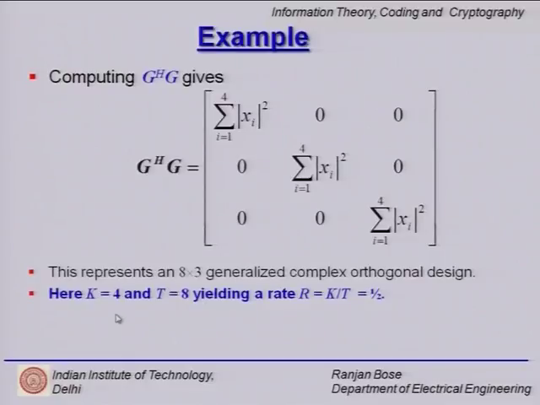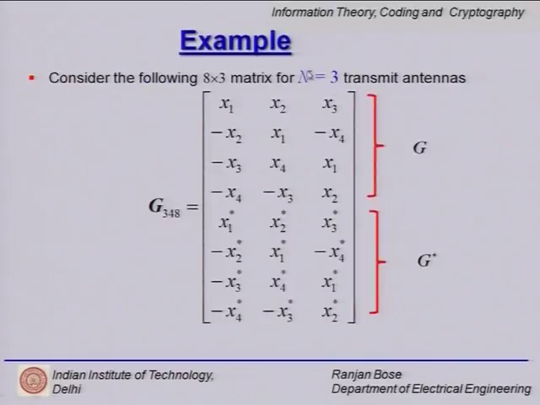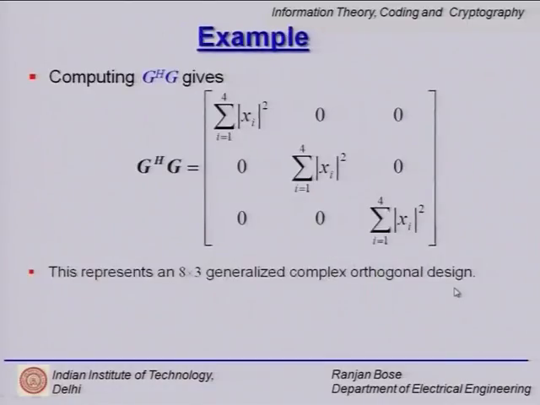So k is 4, t is 8, so consequently we have rate 1 by 2. Please note here the top half was a full rate, this guy is also full rate, but we have not increased the number of symbols, they remain x1, x2, x3 and x4. Consequently, doubling the number of time slots has led to halving of the rate. So we pay in terms of rate. We were able to easily design it, but the rate has gone down.